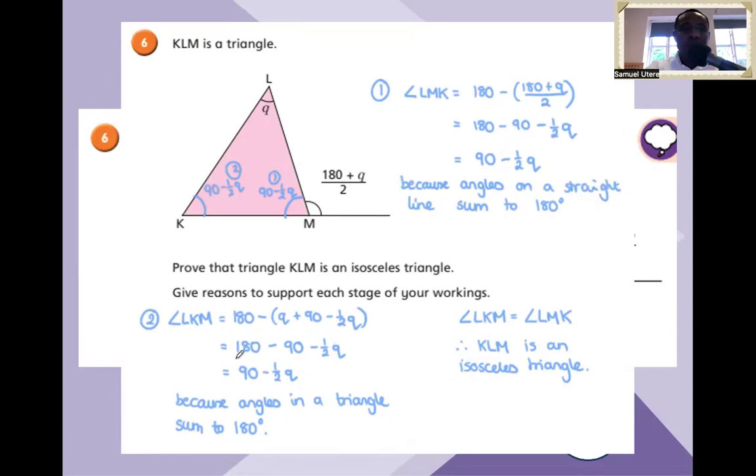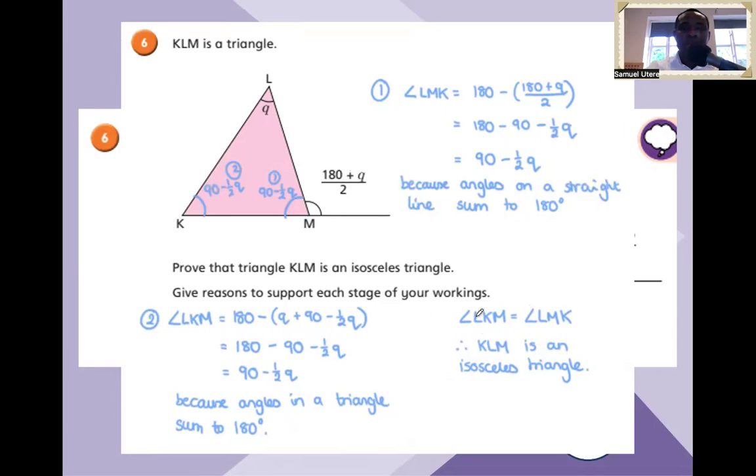So when you finish, your expression will be 90 minus half q. Have you noticed that you have the same expression for this angle here as well as this angle here? So why have we done this? Because angles in a triangle sum to 180 degrees.